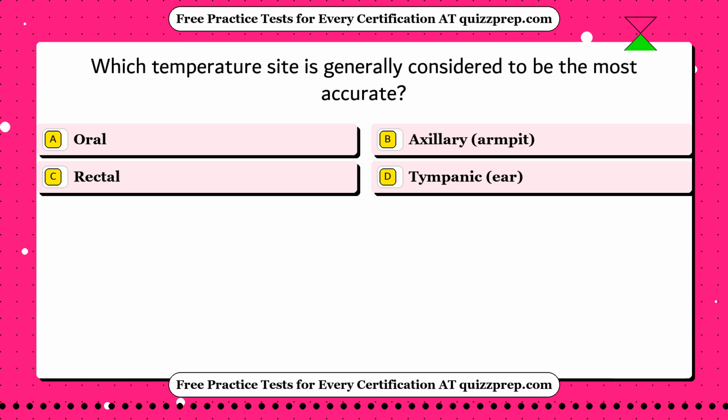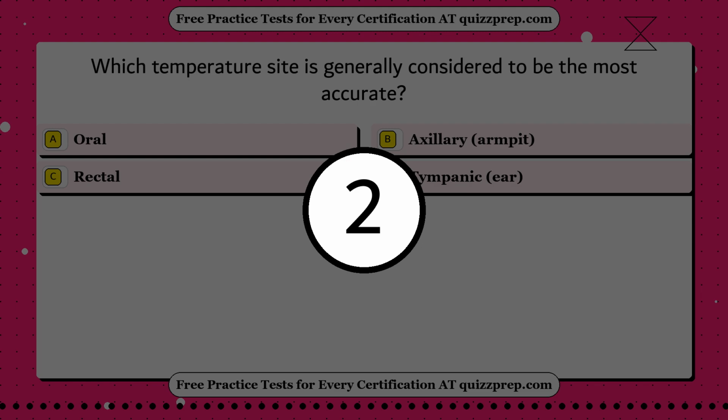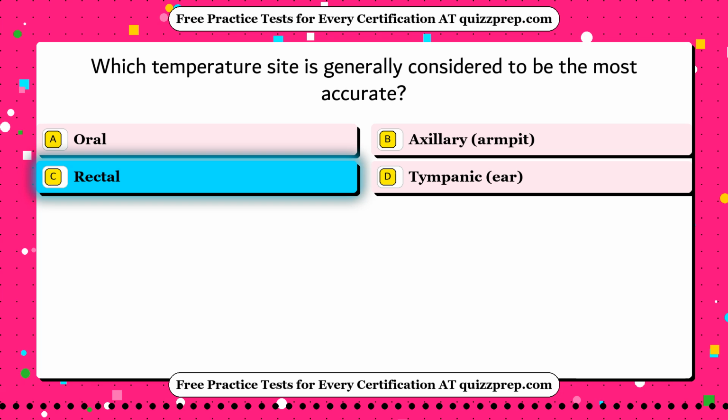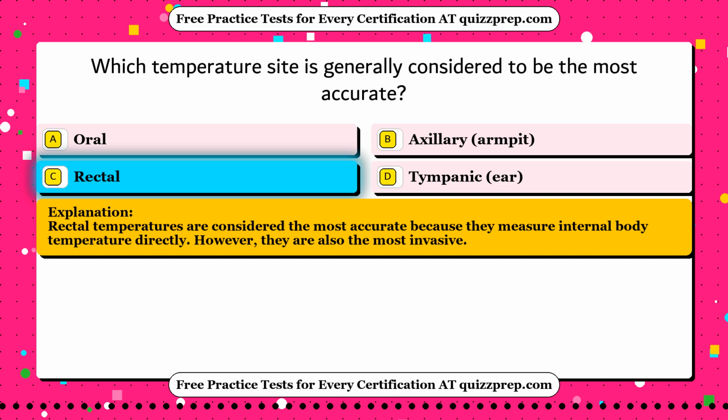Question 83. Which temperature site is generally considered to be the most accurate? Option A, oral. Option B, axillary, armpit. Option C, rectal. Option D, tympanic, ear. The correct answer is option C, rectal. Rectal temperatures are considered the most accurate because they measure internal body temperature directly. However, they are also the most invasive.